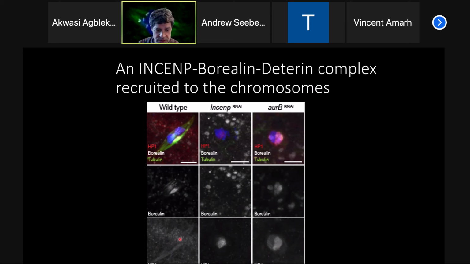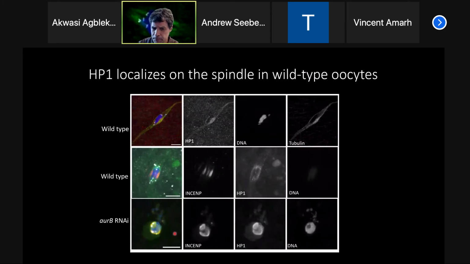But we also noticed that HP1 was on the microtubules in a wild-type spindle. This is shown again on the top: here's a wild-type spindle with HP1. HP1 is not as tight as the chromosome passenger complex, but it does co-localize with the microtubules rather than the chromosomes in a wild-type spindle. And importantly, if we inhibit Aurora B, so there's no kinase, INCENP stays on the chromosomes, as does HP1.